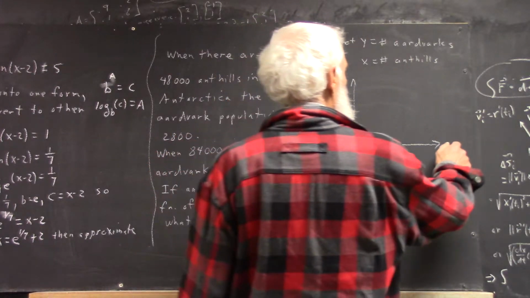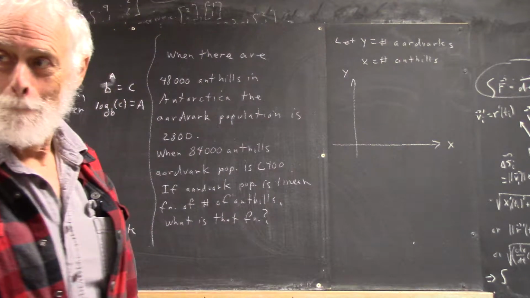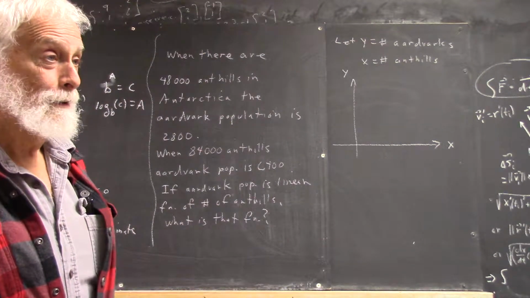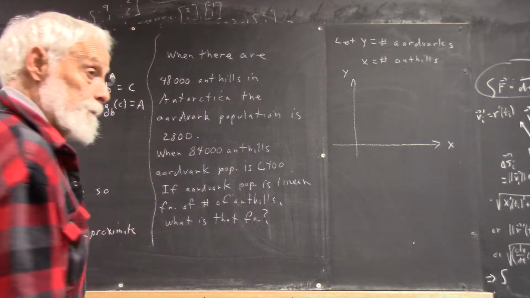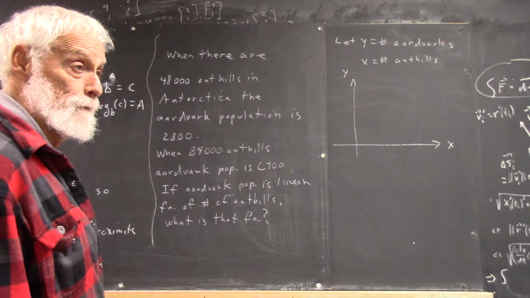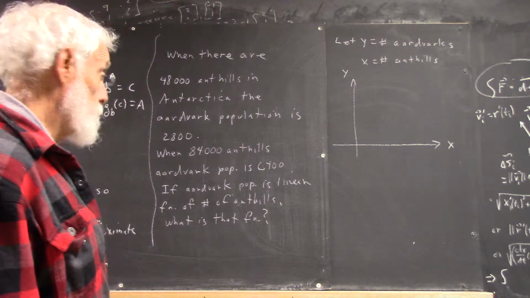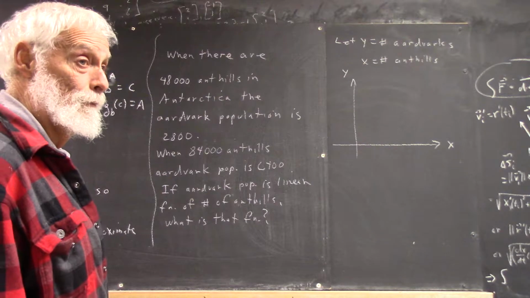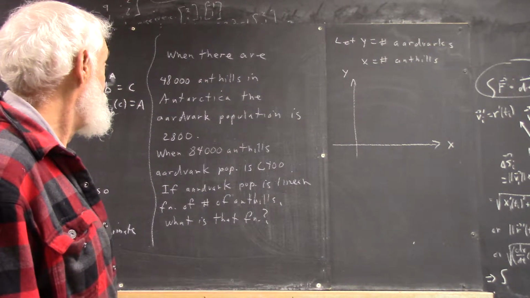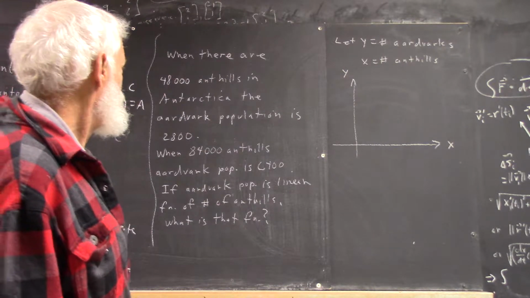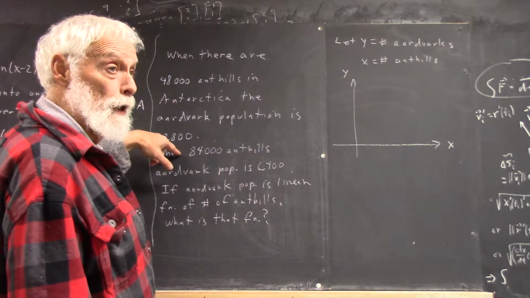And so, you know, you're going to have X here and you're going to have Y here, right? Okay? And then what are you going to do? Gotta plot the points. What are the coordinates of one point that you would want to plot? The first one with the 48,000 anthills with 2,800 aardvarks. Yeah, the 48,000 for the X and the 2,800 for the Y, right?